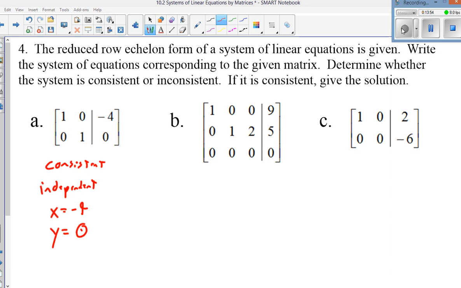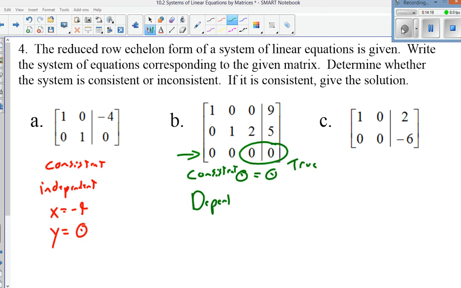The other thing is if you do elimination and you eliminate a whole row and they're all zeros, what this means is, yes, you're still consistent, because right here, you're pretty much saying that 0 is equal to 0. It's a true statement. So you still have solutions, but it's dependent. Okay?